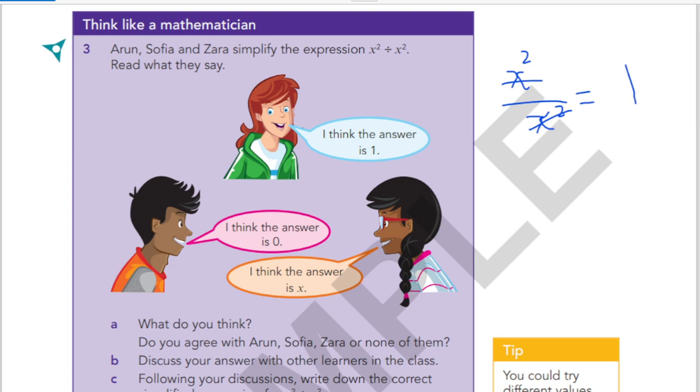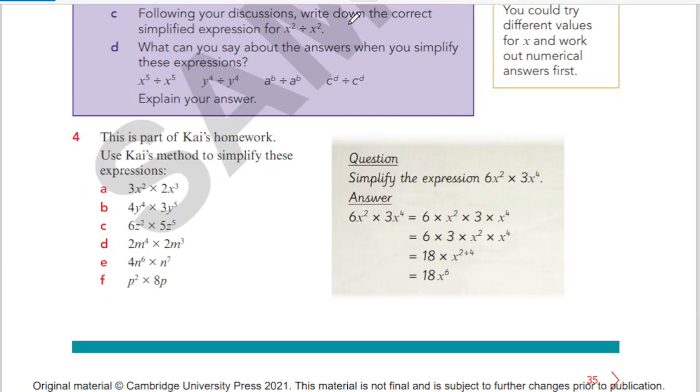So the boy is saying the answer is 0 and the girl is saying the answer is x, but this girl is saying the answer is 1. So this girl is, I think it's Sophia. Sophia is saying 1 is okay. So 1 is the answer for this question. So now we'll move to question number 4.